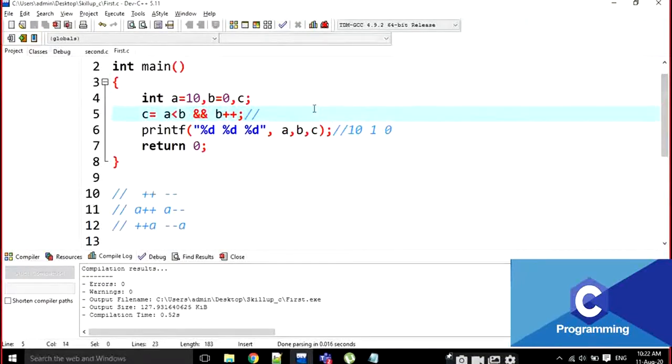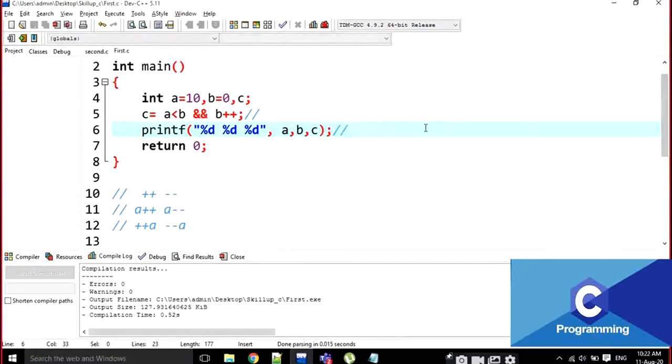Now, remaining students, please respond here. What is the output here? 10 0 0.